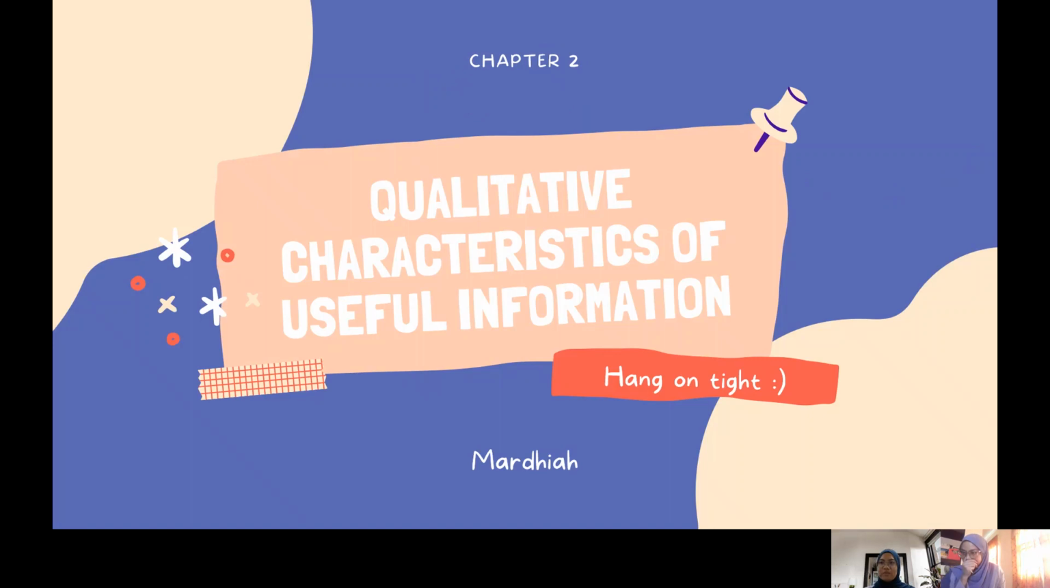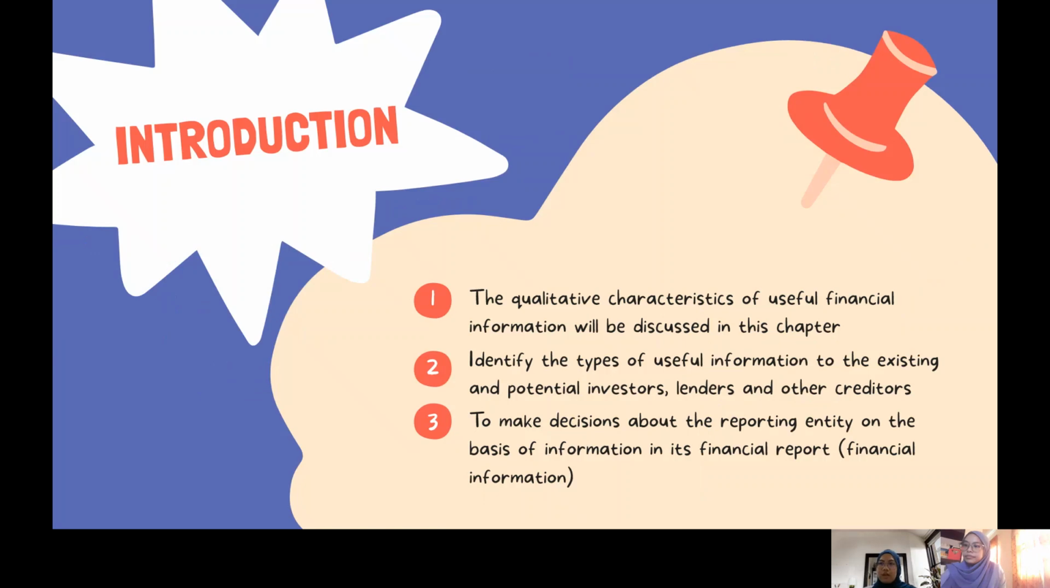Okay, Assalamualaikum and good evening everyone. So now I will be presenting chapter 2, which is the qualitative characteristics of useful information. In this chapter we will be discussing the qualitative characteristics of useful financial information, as well as identifying the types of useful information to existing and potential investors, lenders, and other creditors. It is also for making decisions about the reporting entity on the basis of information in its financial report.